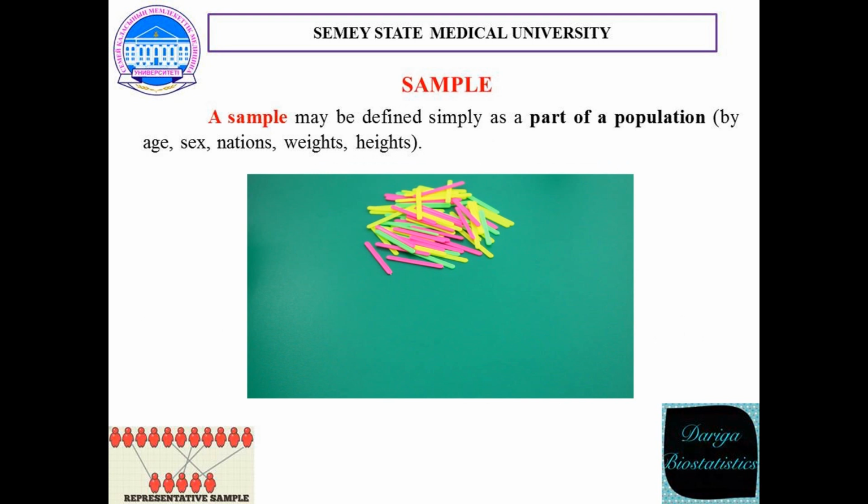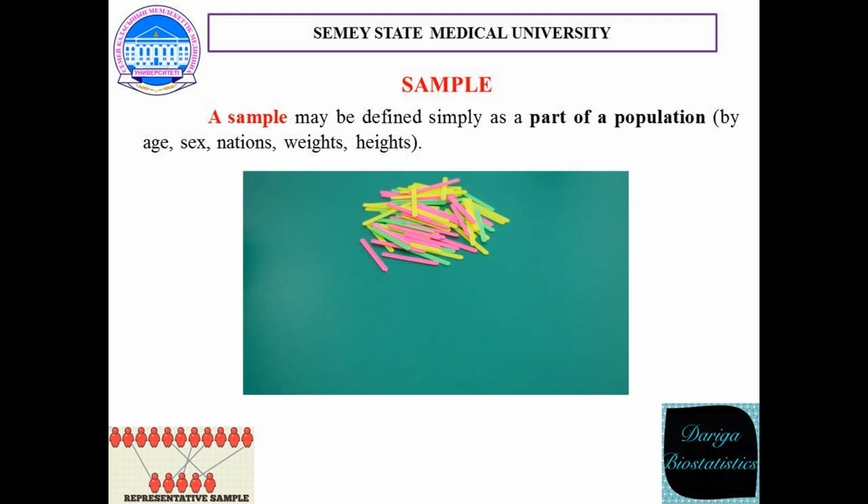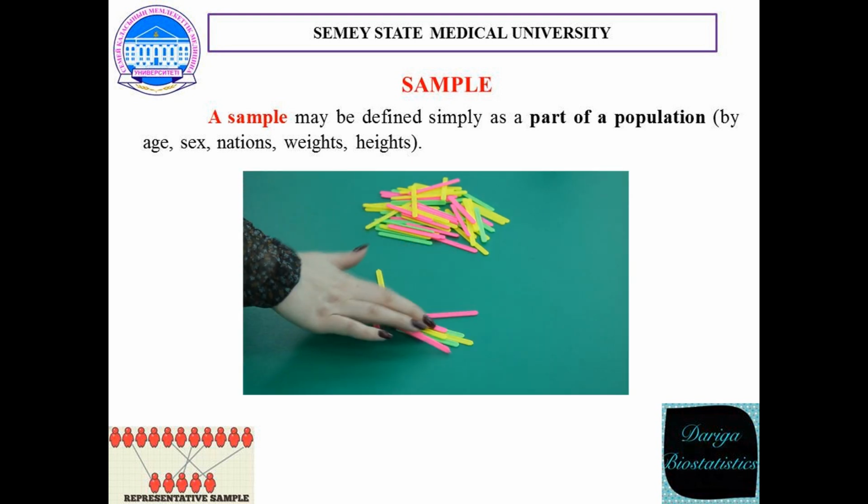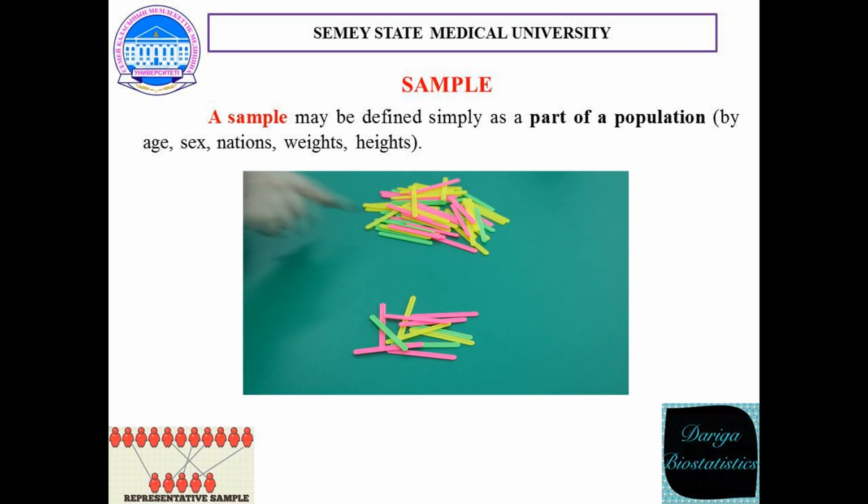Before starting a new topic, let's think back to the meaning of sample and what kind of measurement scales exist. Population is a collection of entities, usually people. A sample may be defined simply as a part of population by age, sex, nations, weight and height. In the given video, drumsticks are shown. All drumsticks are population, selected drumsticks are sample.